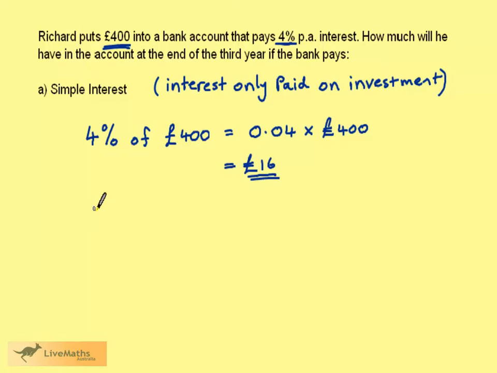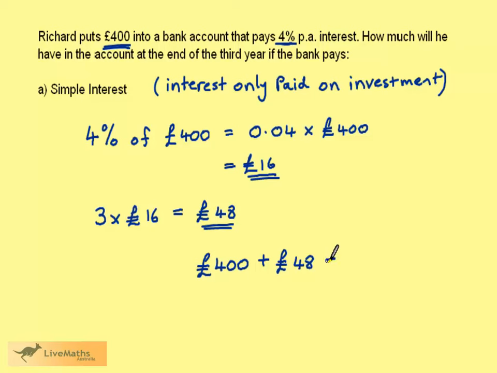The money's in for 3 years, so we need 3 lots of £16 interest. 3 times 16 is 48. So in total over the 3 years, he gets £48 interest. To find the total amount in the account at the end of 3 years, we take the original investment and add to it the interest paid. So the total amount in his account will be £448.